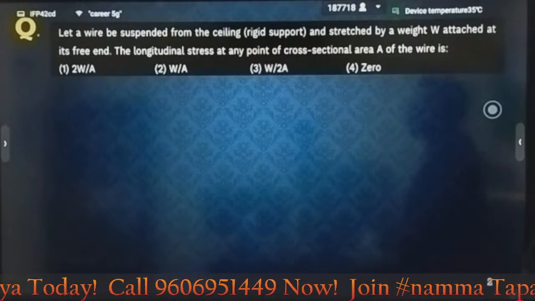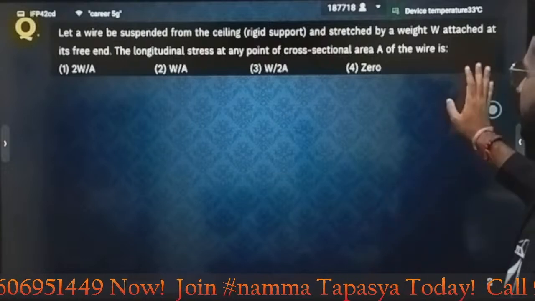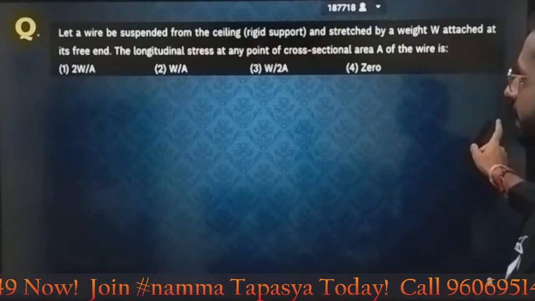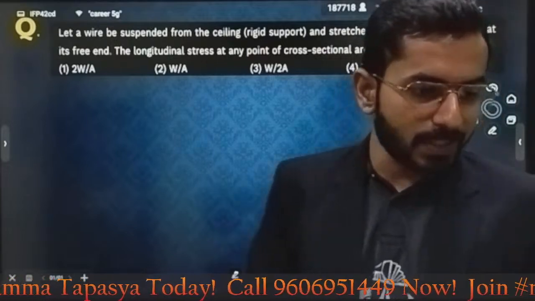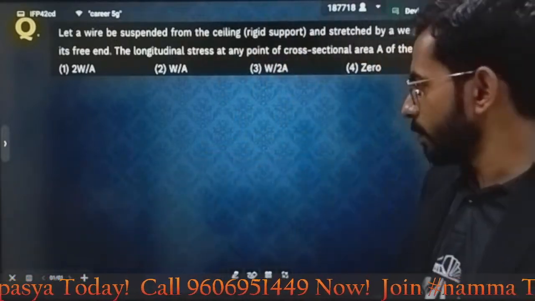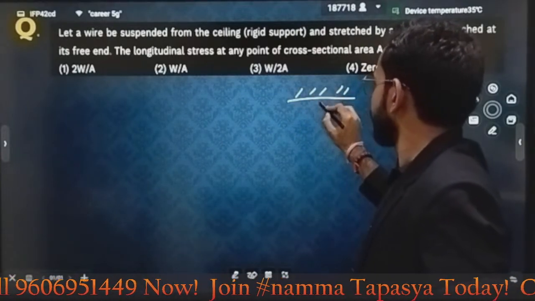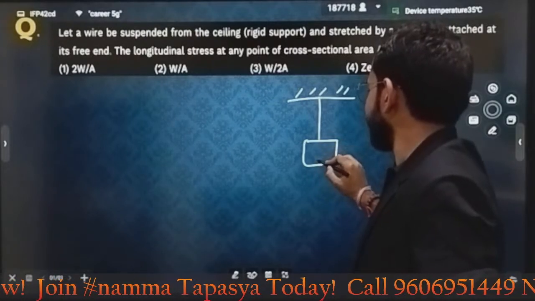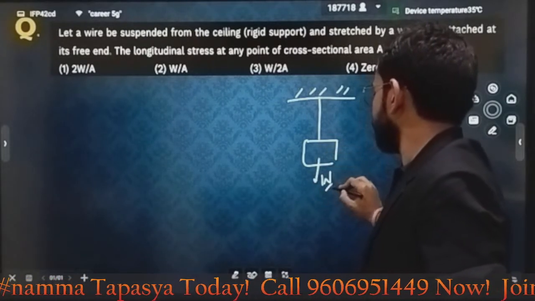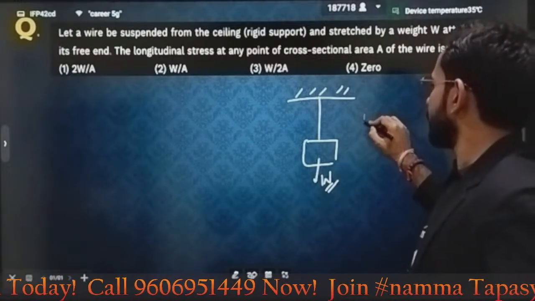Next question. What is the question from? Let a wire be suspended from a ceiling, stretched by a weight W, attached to its free end; the longitudinal stress. That means properties of matter question is there. Firstly, I will explain you by drawing the diagram. This is a fixed support. There is a string, and a weight is carried out here. The net weight that is coming is W. And the cross sectional area is given as A.